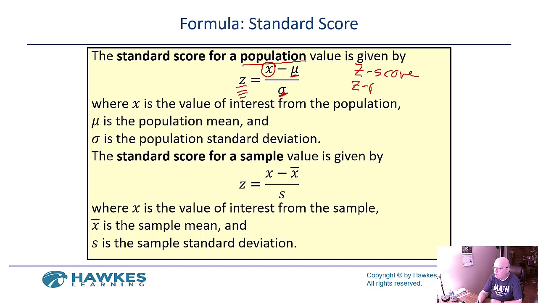Z positive means above the mean or above average. Z negative means whatever data you have is below the mean.